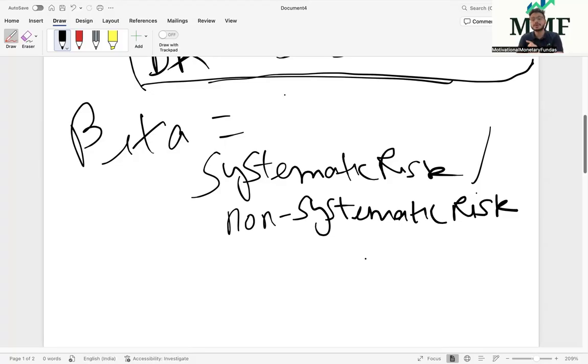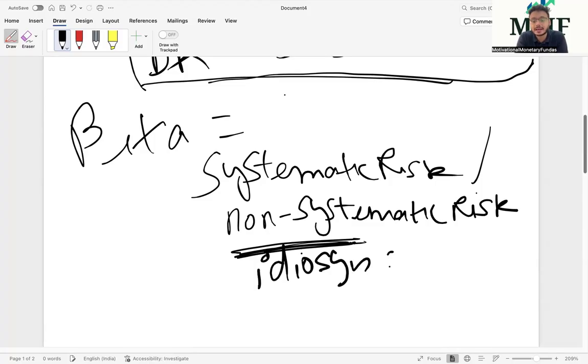And systematic risk is denoted by what? Your systematic risk is denoted by beta. Beta is a proxy for systematic risk. Systematic risk is also called your market risk. Non-systematic risk is also called idiosyncratic risk. Right? That we also need to understand.